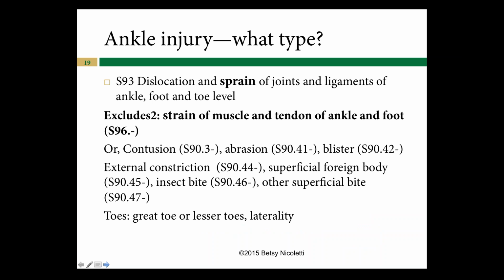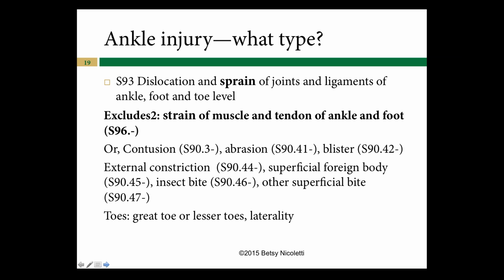So if you're in the habit of writing ankle injury on your encounter form, that's not going to work very well. So let's say I would try to find ankle injury, and I came up with S93. That's the category. It's not a complete code, obviously. Dislocation and sprain of joints and ligaments of ankle, foot, and toe level. Now here are the Excludes 2 notes. So that means if what your patient has is an abrasion, you don't want S93.